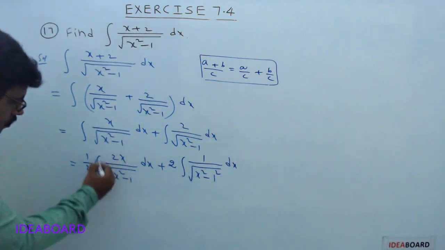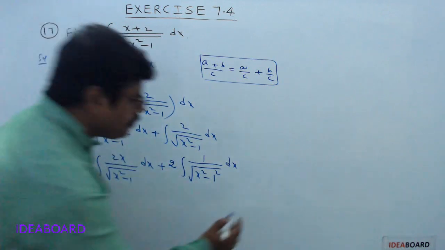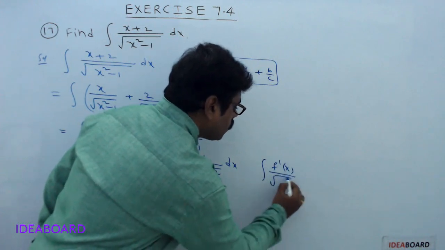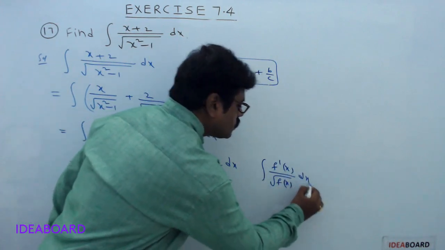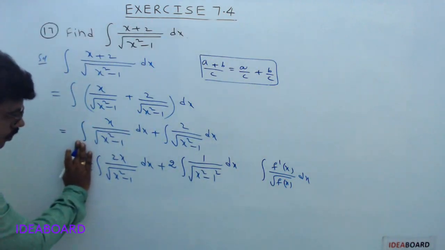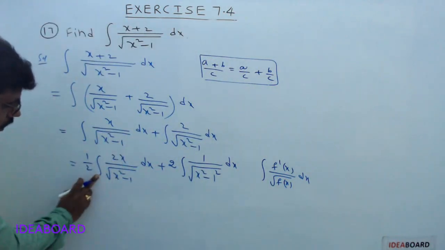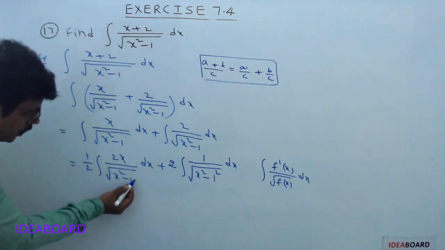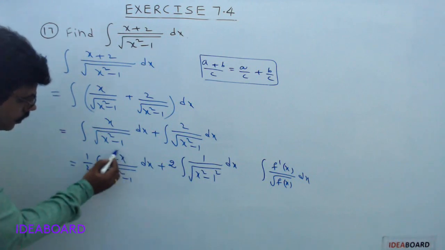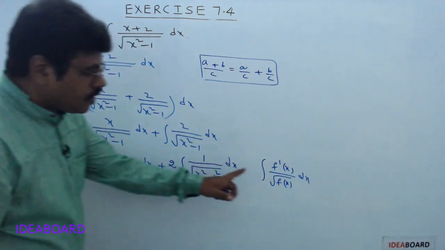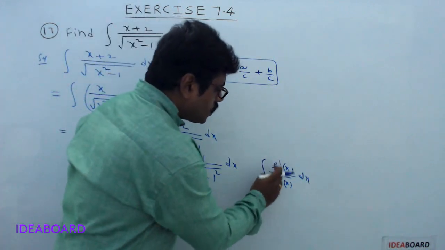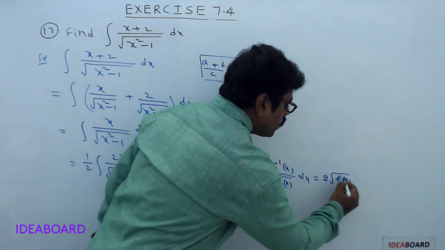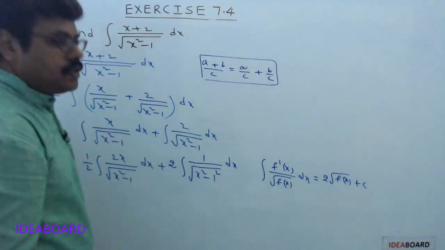Now, if you observe the first term, it is of the form integral of f'(x) divided by root f(x) dx. First, keep the constant term 1 by 2 aside. Observe this term: here f(x) is x² − 1, and f'(x) is 2x. Now come to the formula: integral of f'(x) divided by root f(x) dx is 2 into root f(x) plus some constant c.